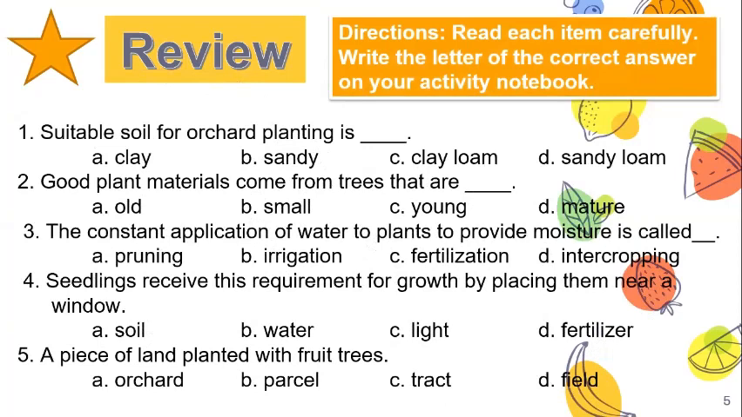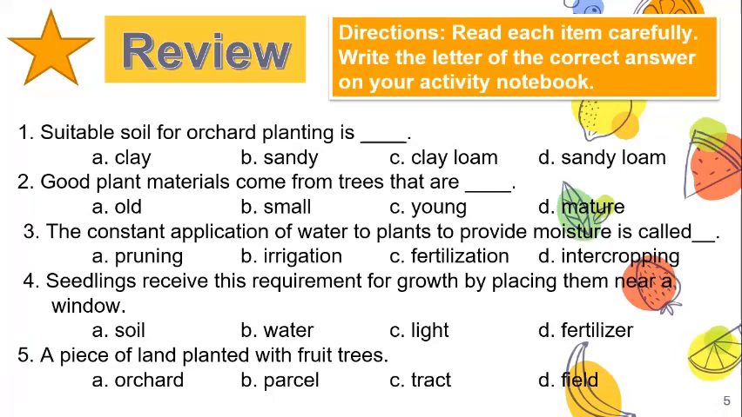Number 1. Suitable soil for orchard planting is A. Clay, B. Sandy, C. Clay loam, or D. Sandy loam. Number 2. Good plant materials come from trees that are blank. A. Old, B. Small, C. Young, D. Mature. Take your pick.